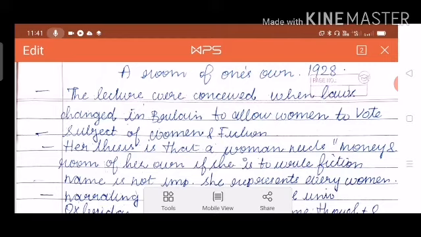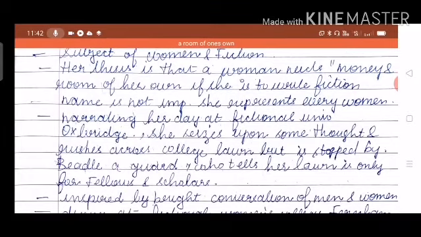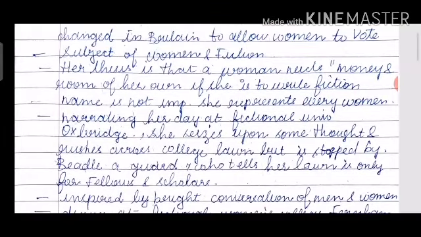The lectures were conceived when laws changed in Britain to allow women to vote. Virginia Woolf was asked to lecture on the topic Women and Fiction. Her thesis is that a woman needs money and a room of her own if she is to write fiction. She does not name her narrator. She says, name is not important because she represents every woman.